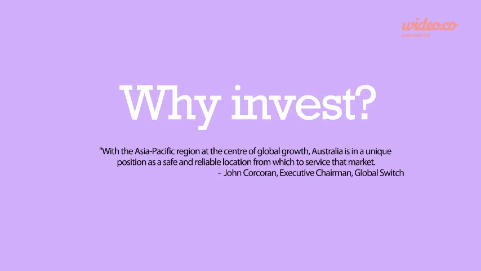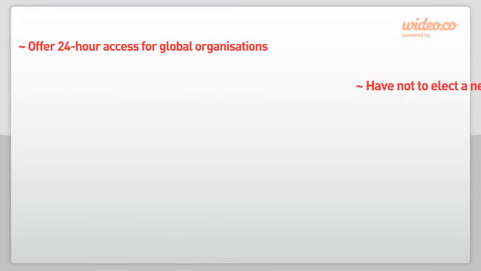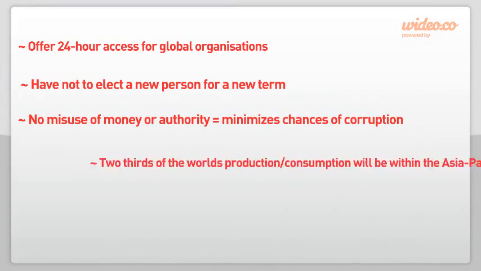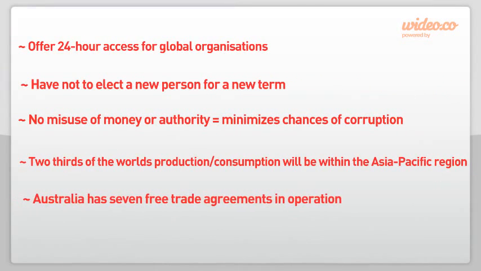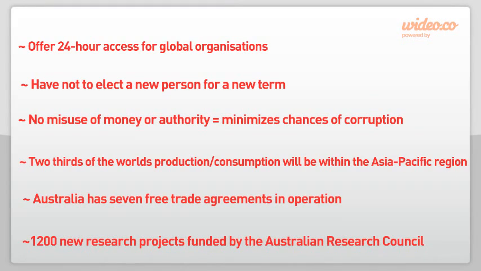So now you must be thinking, why invest? As the executive chairman of Global Switch, John Corcoran, said, with the Asia-Pacific region at the center of global growth, Australia is in a unique position as a safe and reliable location from which to service that market. Here are some factors that might help you decide. Australia provides 24-hour access for global organizations. This allows the country to easily trade and ensure proper international growth without any time restrictions or barriers.